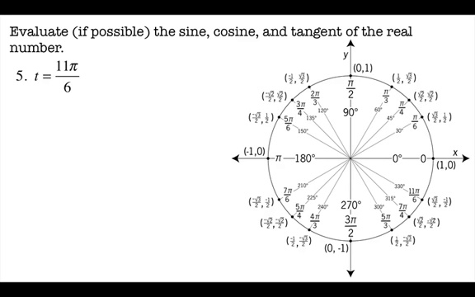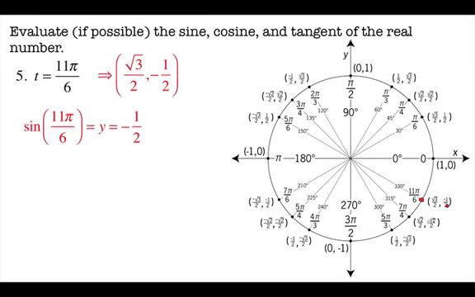So you know that we are here. This is your radian measure, and you want to give me the sine, cosine, and tangent. The sine is basically just going to be the y value, the coordinate value. The y value of this point is going to be the sine, which is negative 1/2. The cosine is going to be the x value of this point, which is radical 3 over 2.